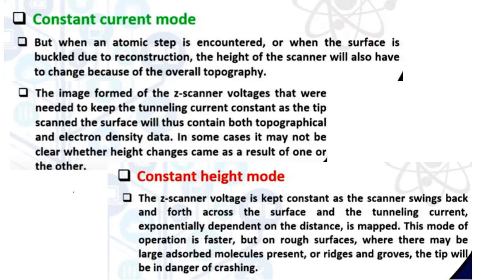So that your tip will not be affected, because whenever the surface height is changing, since I have already fixed a specific voltage to keep the current constant, it will maintain how much closer it should come. Whenever that current is generating, it cannot come closer above that height.